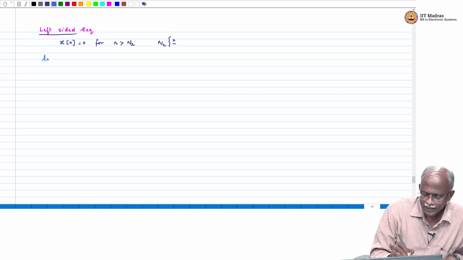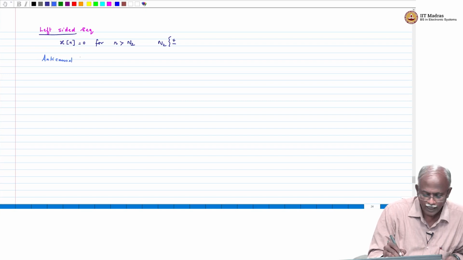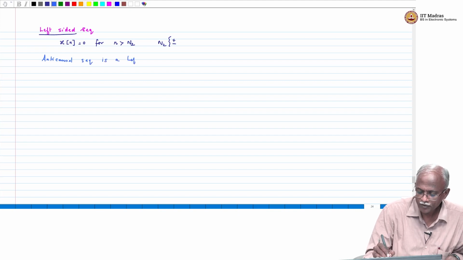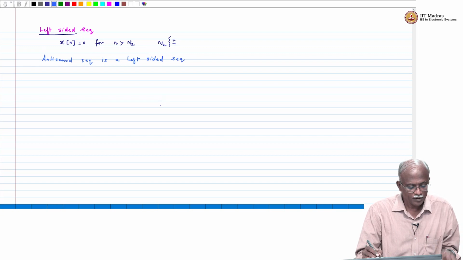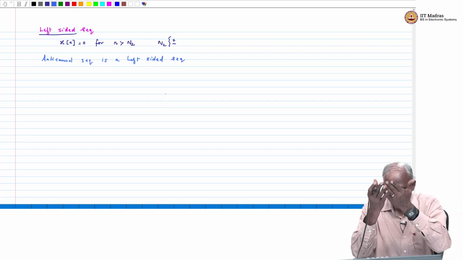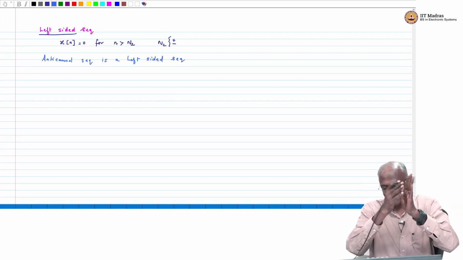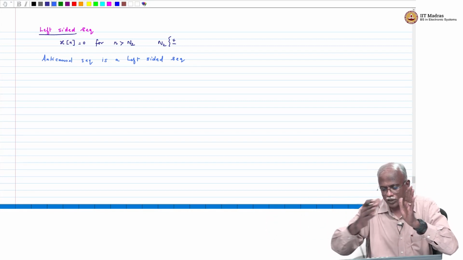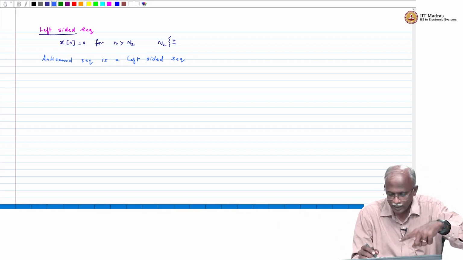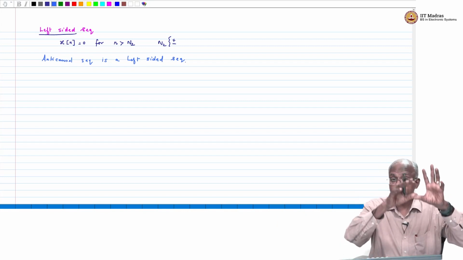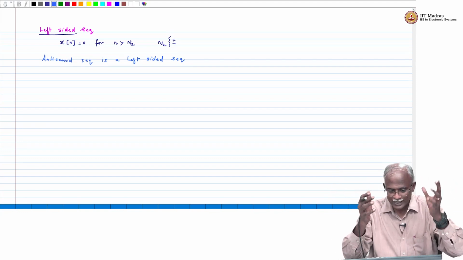Is an anti-causal sequence a left-sided sequence? An anti-causal sequence is a left-sided sequence. Basically you can substitute and see, you get n2 equal to 0, therefore all points are to the left side of it. So, an anti-causal sequence is also a left-sided sequence. Just like a right-sided sequence is a superset, a left-sided sequence is a superset.